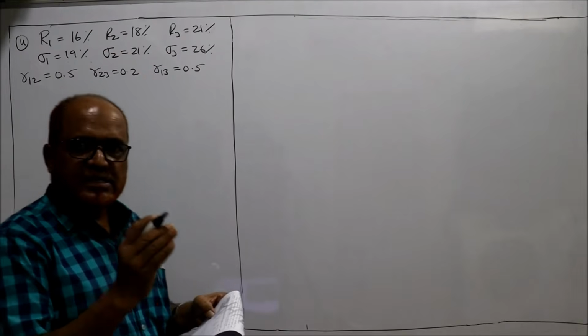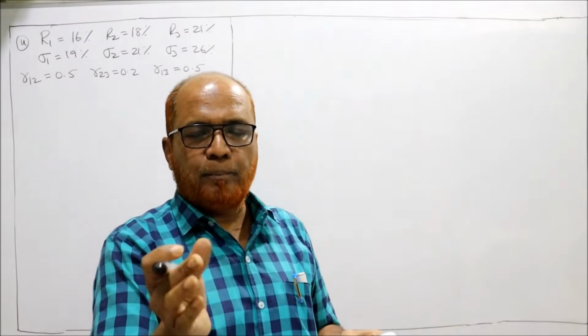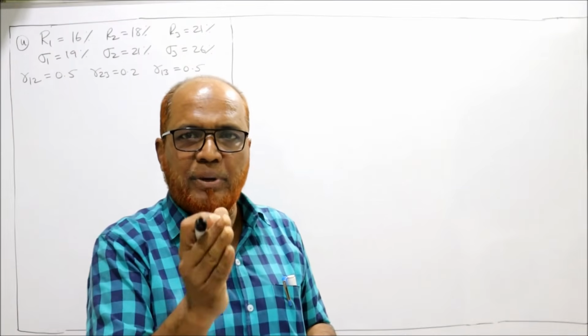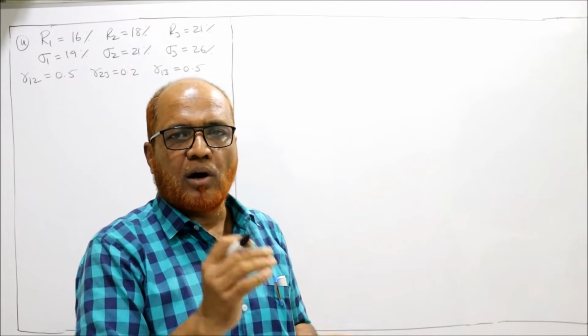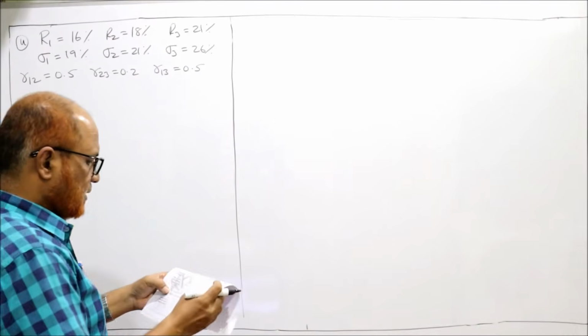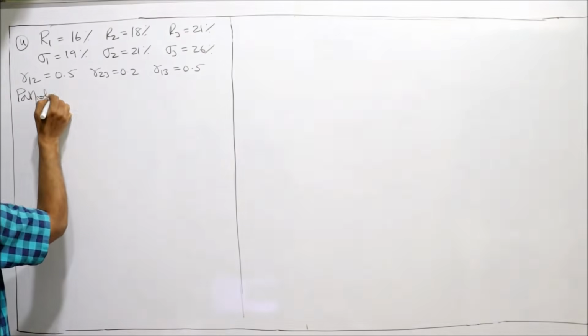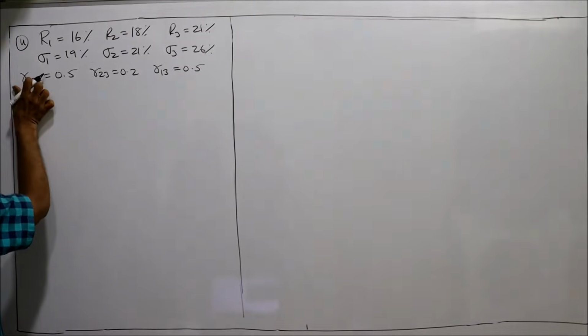So instead of A, B, C we are writing 1, 2, 3. When we say A and B we take 1 and 2, when B and C, 2 and 3, and A and C we take 1 and 3 for our convenience. So now we can write down portfolio return. First of all, we write down the weights.